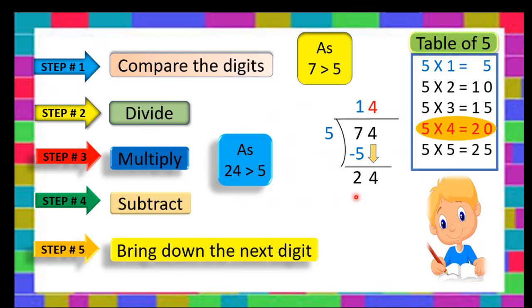So we will write 4 above 4 and 20 under, and then we will subtract. 24 minus 20 is equal to 4, and 4 we will write here in the ones column, as 4 is less than 5. So 5 can't divide 4, and there is no more digit to bring down. Okay, so therefore division is finished here. 4 is the remainder and 14 is the quotient. In this way you can follow all these steps to find the quotient of a two digit number divided by one digit.